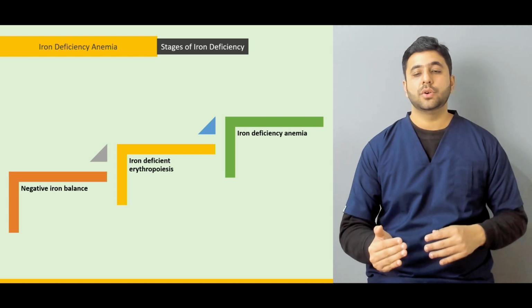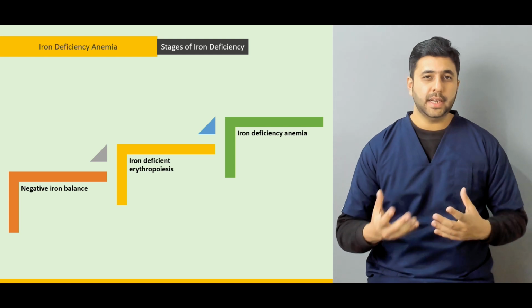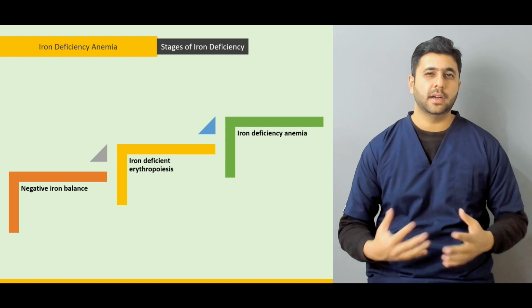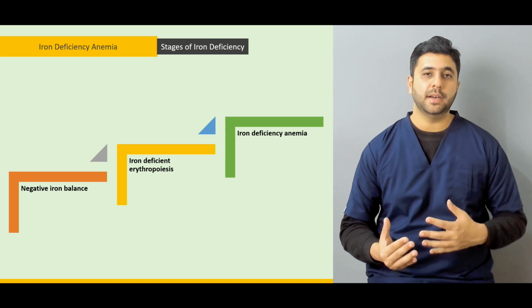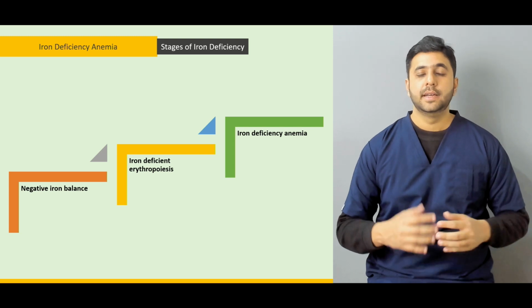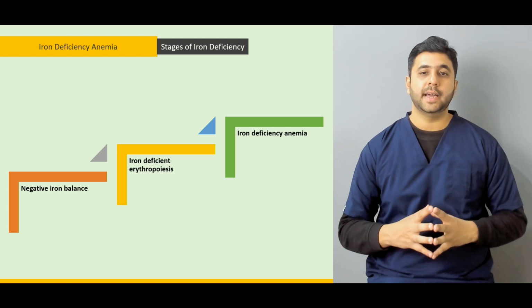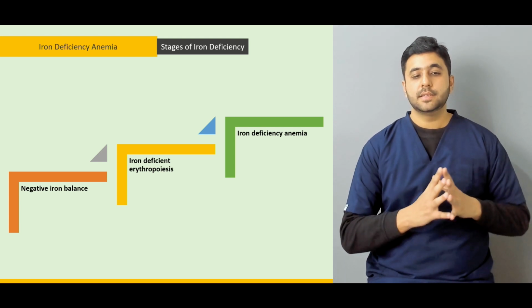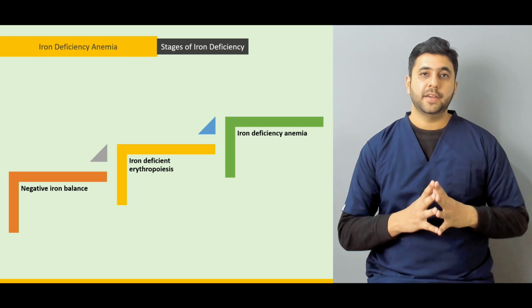And initially, when the hemoglobin level is around 10 or 11, there are not many symptoms. But when the hemoglobin level falls below the 7 to 8 milligrams per deciliter level, then we have the classic symptoms of iron deficiency anemia, which we are going to talk about in the coming slides. So this is a stage-wise deficiency of iron.